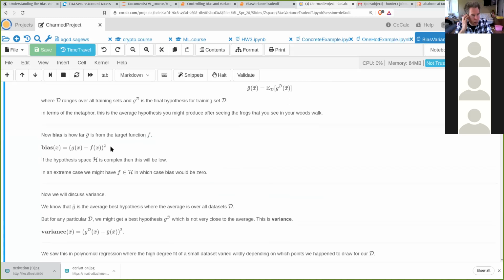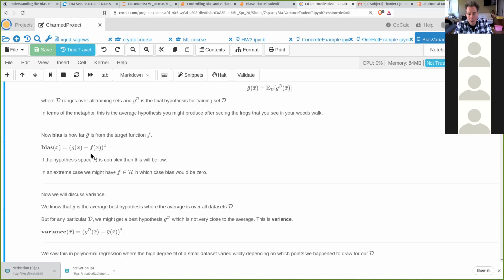So this is what bias technically is for a particular X. It's the difference between the average best hypothesis and the truth. This is supposed to be reflective of our hypothesis space not being able to quite represent the target function. If, in an extreme case, the target function was actually in our hypothesis space, the bias would be 0. Because if you averaged all of our best hypotheses, on average they would just be F, and this would be 0.